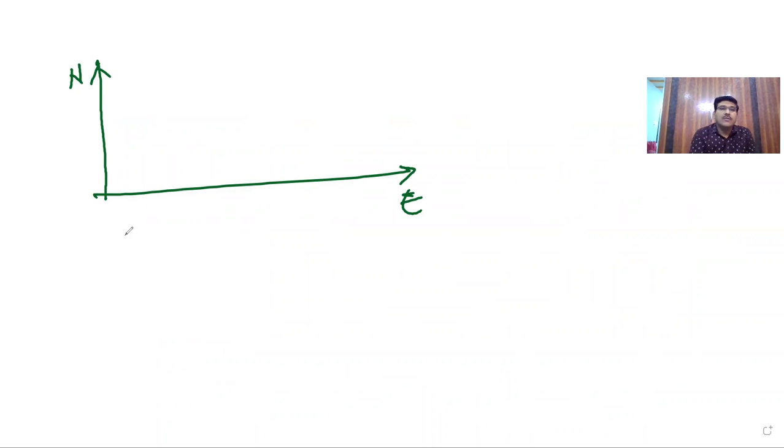Let me take up the standard direction. This is east, this is north. Clear? Now, what is the direction of the motorboat? Towards north. Motorboat is towards north. What is its speed? Its speed is 25 kmph towards north. Clear?